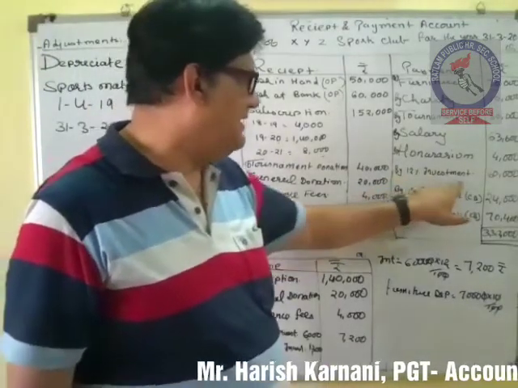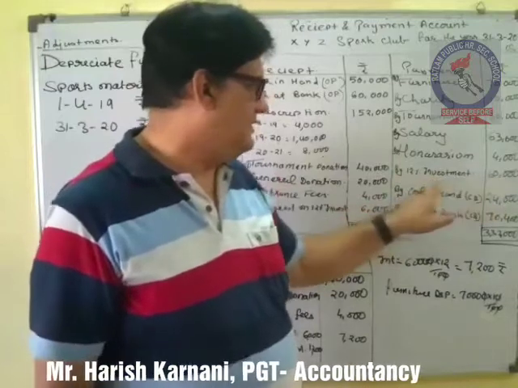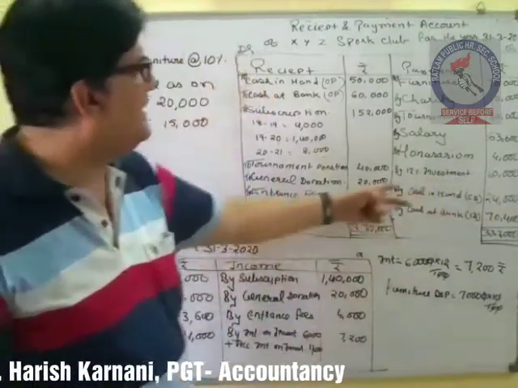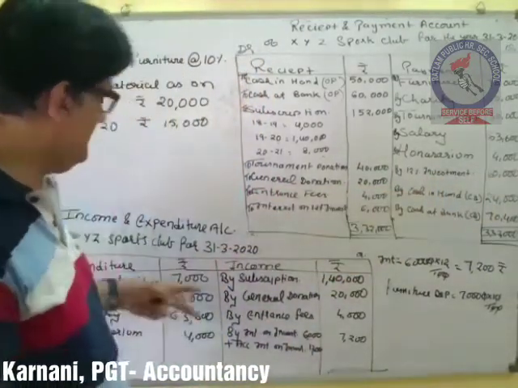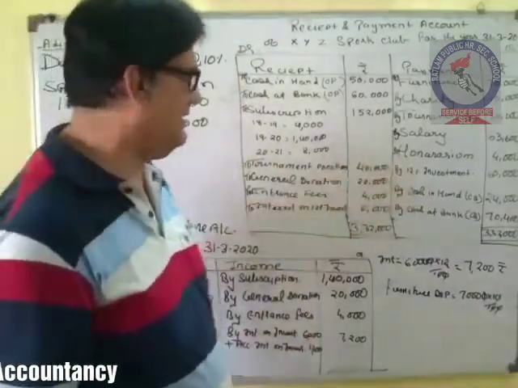Then by 12% investment, this is your asset. We have invested the money, so this will not be there, and the closing balances of cash will also not be recorded, because these are the part of the balance sheet.